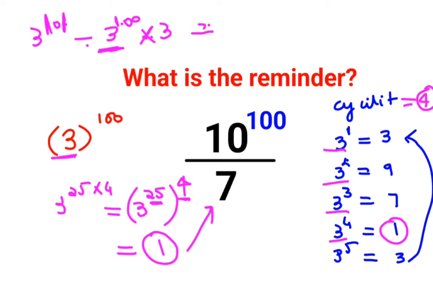So that is why I split your 3 raised to 101 as nothing but 3 raised to 100 into 3. So you got the remainder. The remainder when it is 3 raised to 100 is 1, into 3 raised to 1, which is nothing but 3. So here in this case the remainder came out to be 3. I hope this is very clear to everyone.